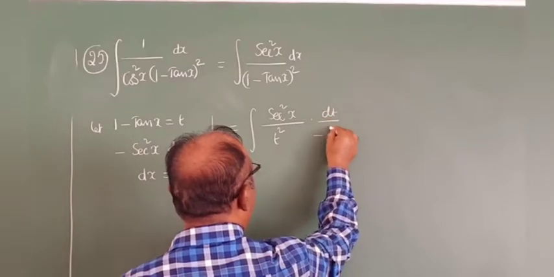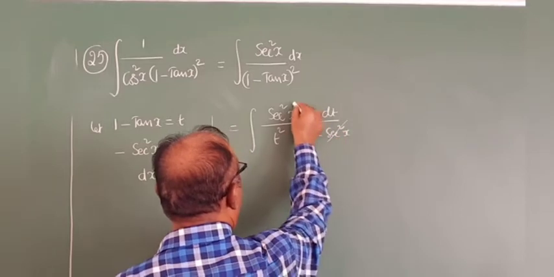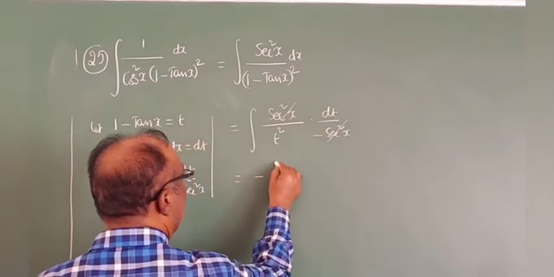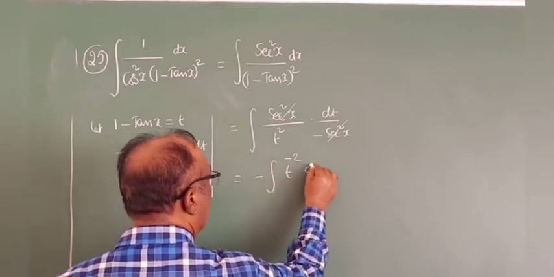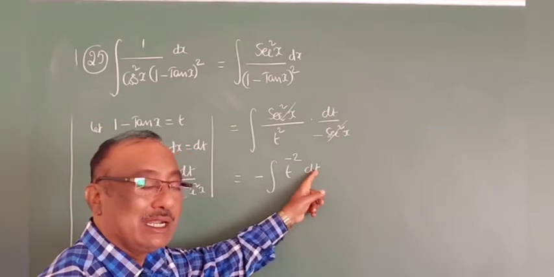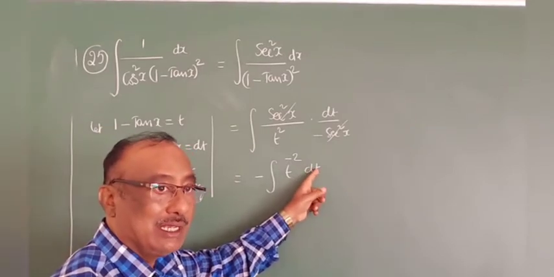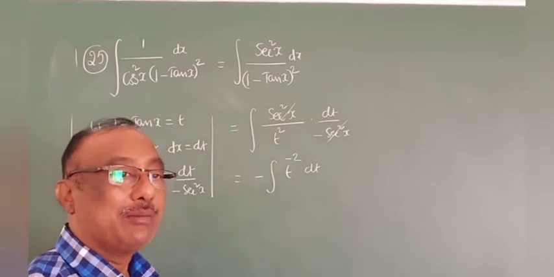By minus secant square x, minus secant square x, both are cancelled. Minus, write down outside, 1 by t square, write down t power of minus 2 into dt. So with respect to t, a single term is needed. We have a single term t. That's why the x power of n formula.